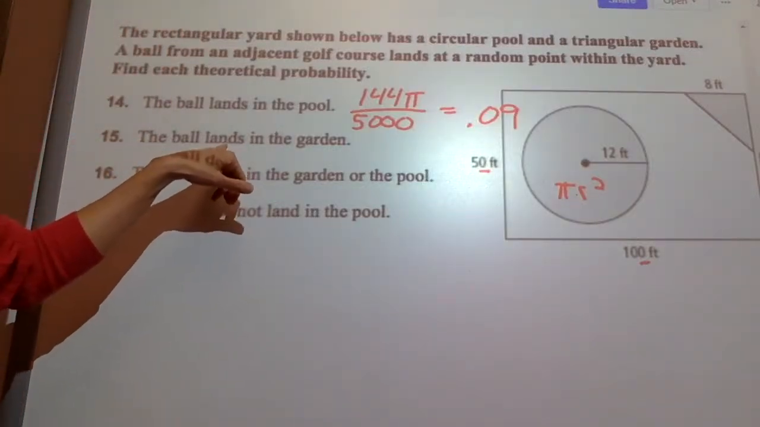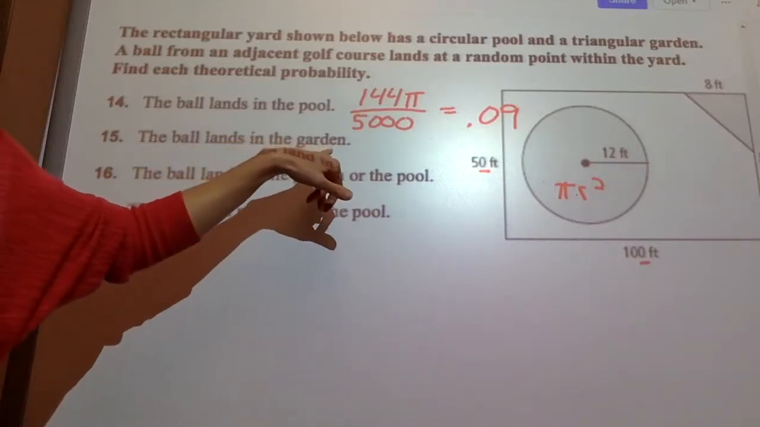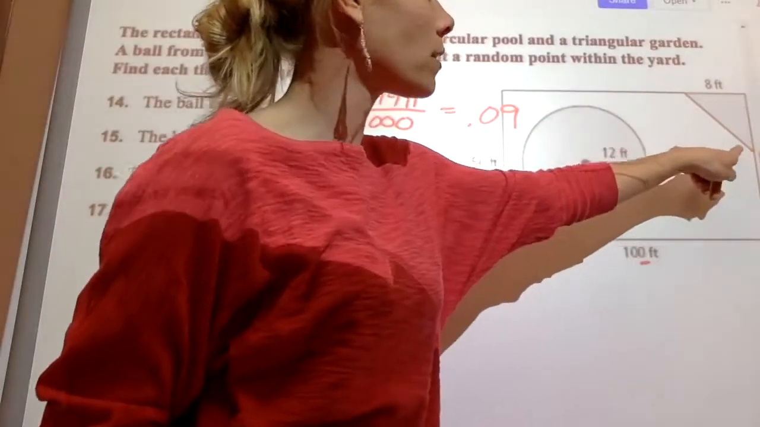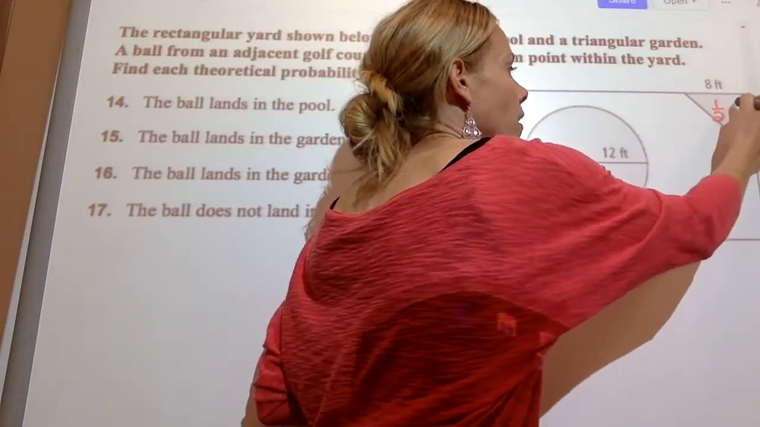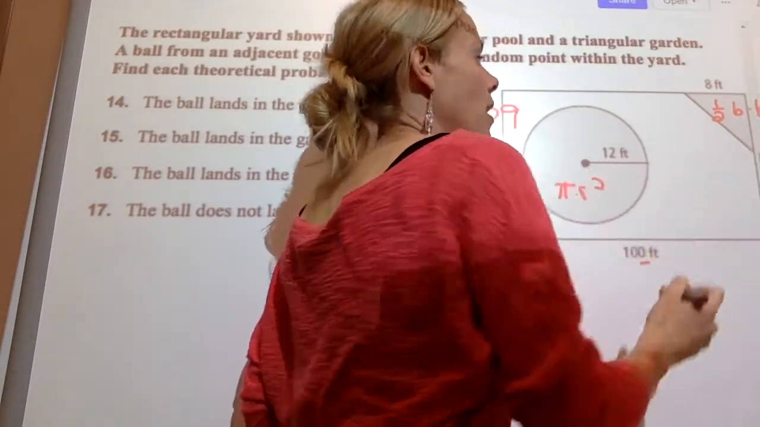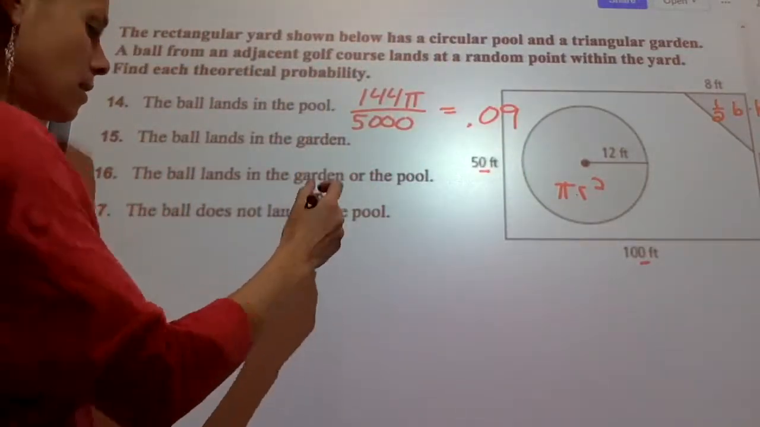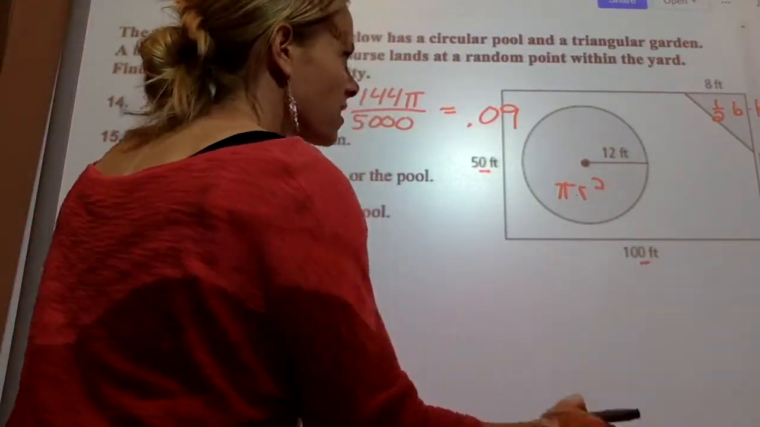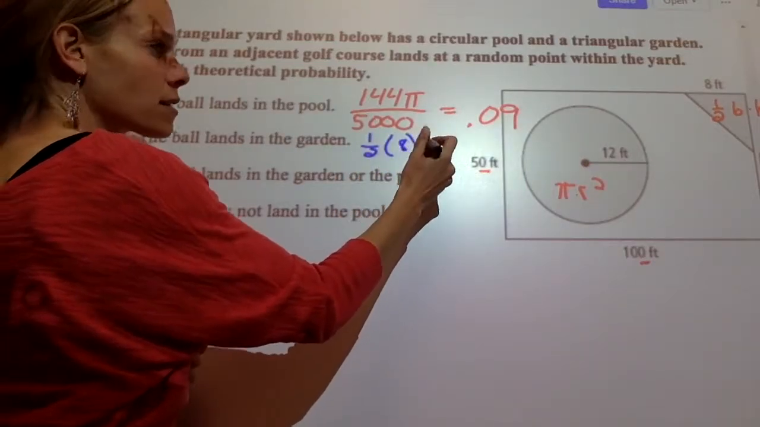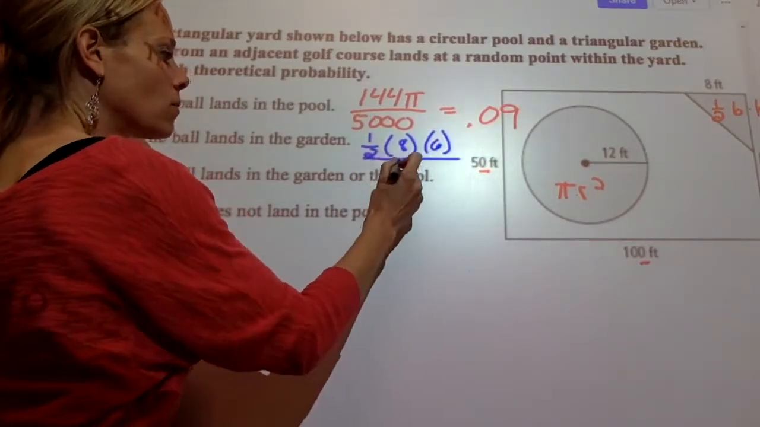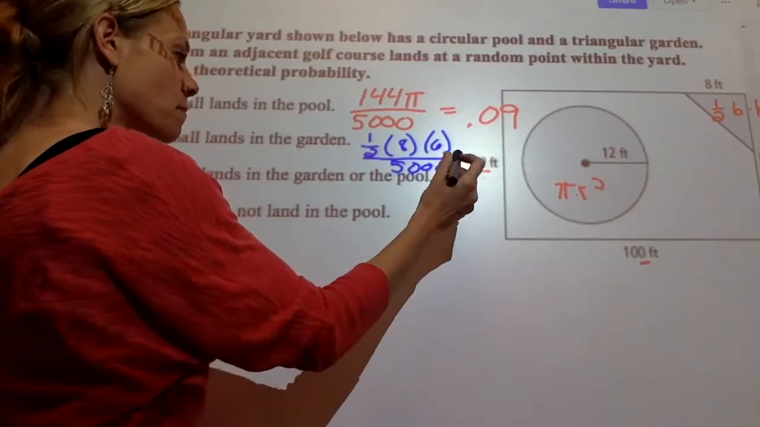The ball lands in the garden. Okay, so now I'm looking at my garden over here. What's the area of a triangle? Half of base times height. Yep. So half of, what's the base and what's the height? I'm going to do 1/2 times 8 times 6 over 5,000. What's that?